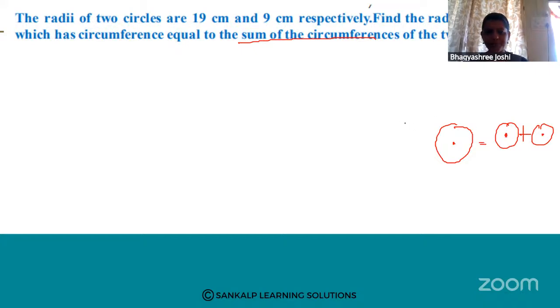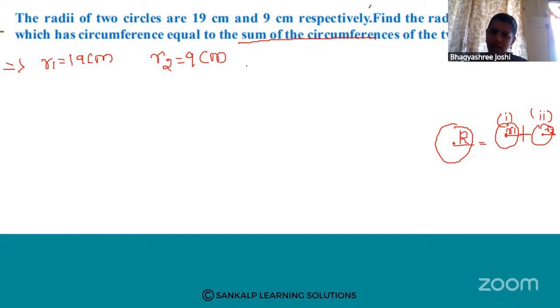Radius they have given. So radius of the first circle is R1 and radius of the second circle is R2. R1 value they have given, that is 19 centimeter, and R2 value is 9 centimeter. Yes or no? What we want? We want the radius of the big circle. So the radius of this circle we want, let us consider it as capital R.